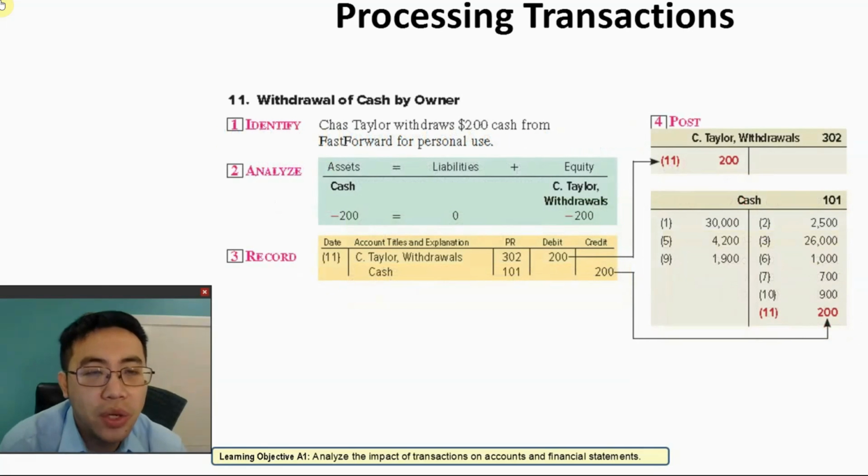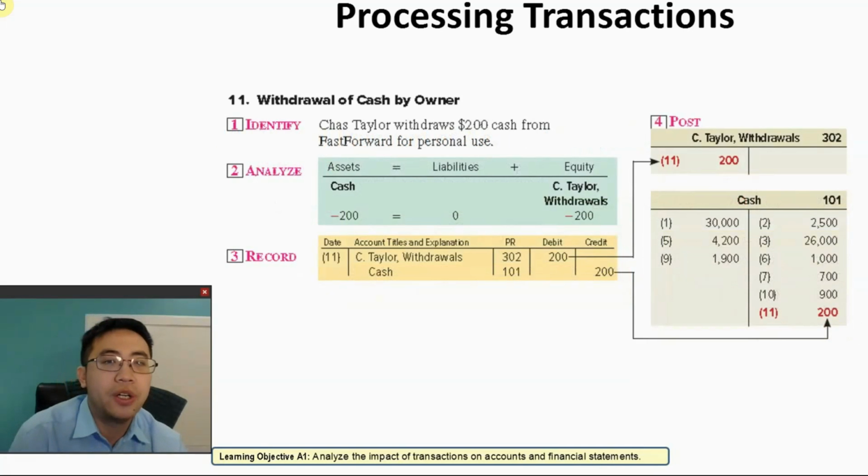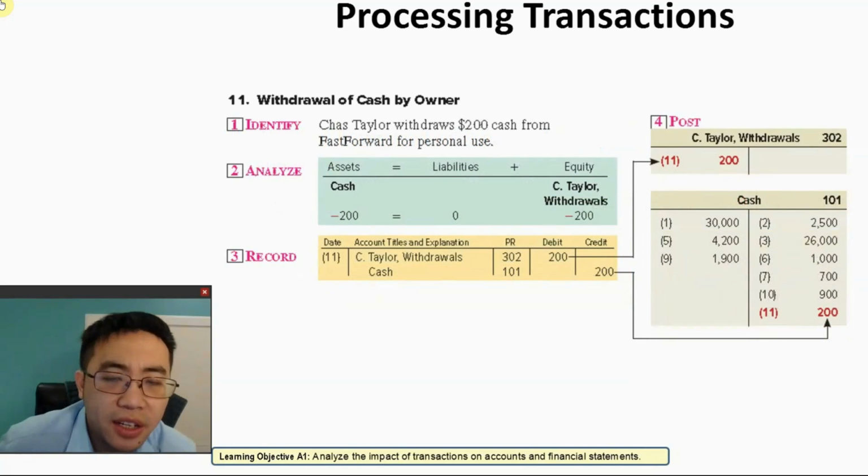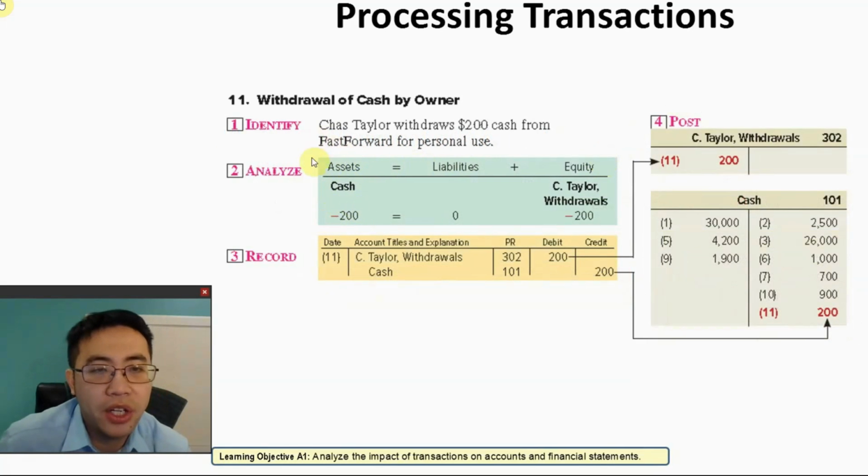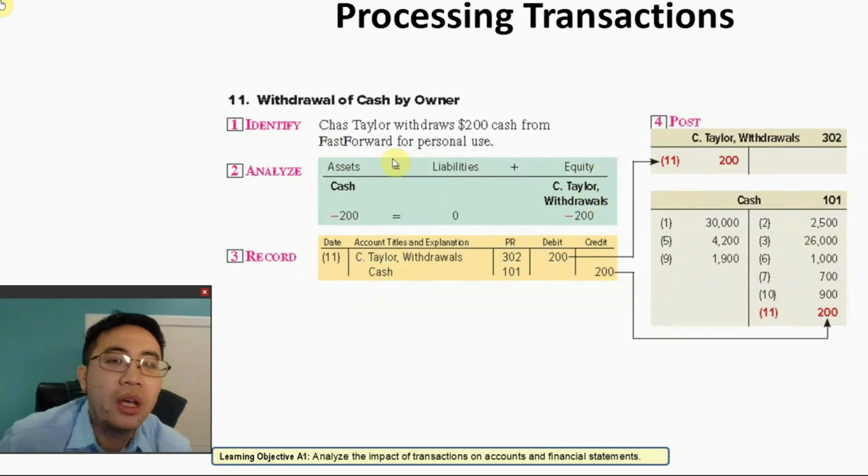Number 11, withdrawal of cash by owner. So withdrawal is like a negative equity, and that basically makes cash disappear from the company's financial account. So you will see a negative 200 deduction in equity. You will see a negative 200 change on assets for cash.